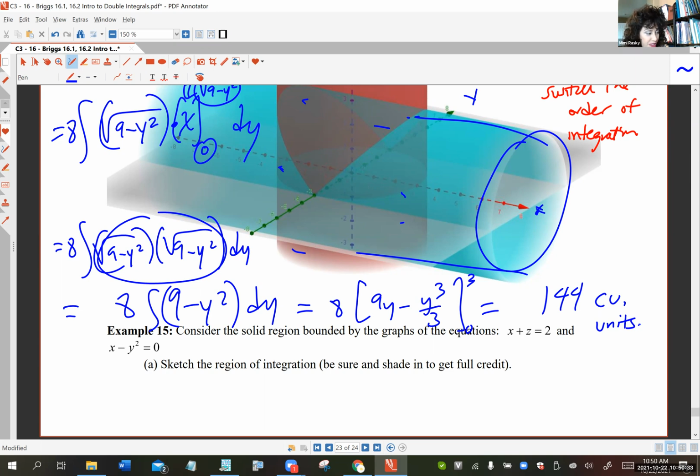I hope that you're seeing, after a couple of examples that I just did, that having the skill of switching the order of integration is very, very important.